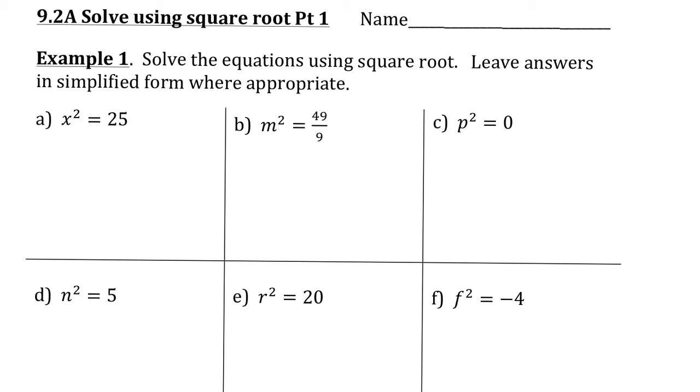In 9.2, we're going to use another method for solving quadratics. So far, we solved quadratics by factoring. Now we're going to solve using square root. Before we solve using square root, I'm just going to look at this first equation. It says x squared equals 25.